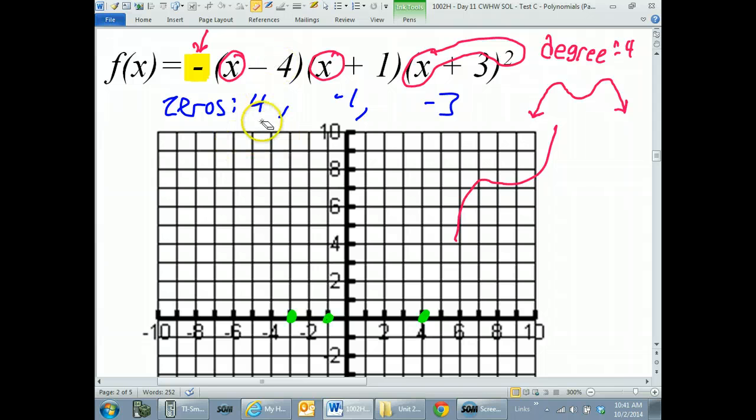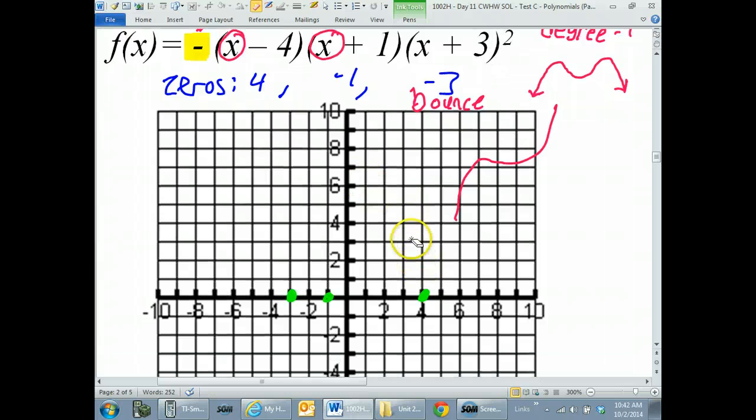4 is through, like normal. What about -1? That's just through, that's normal. What about -3? Bounce. That should be a bounce. This is key. Because it's a double root, because it's squared, we should have a bounce at -3. So if we put all the information together, we should be able to get a pretty good graph going.